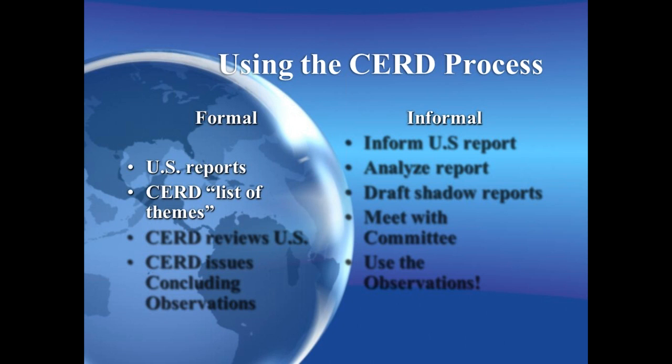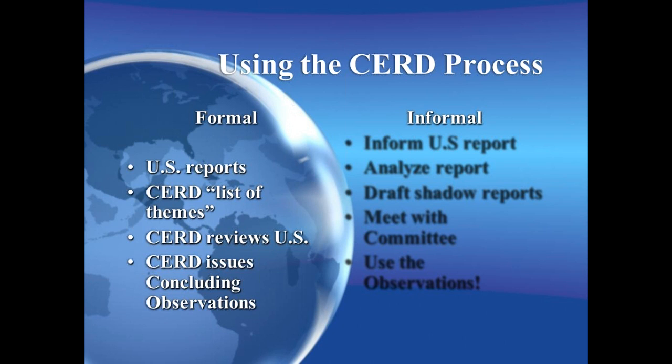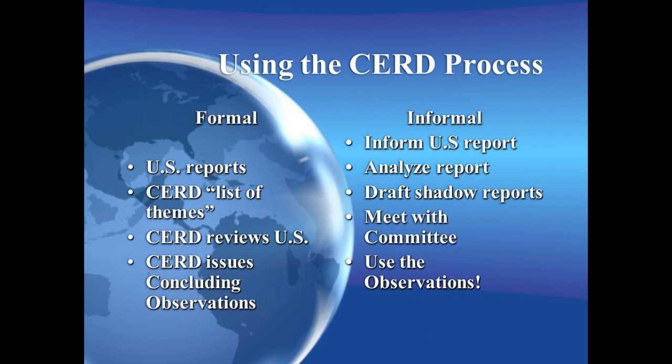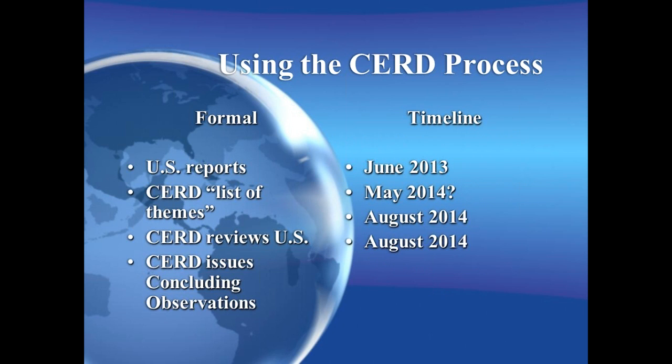This committee will then issue what they call their list of themes that they feel are important issues to be discussed. This committee will review the U.S. formally in Geneva with a large government delegation before them, and then the committee will issue concluding observations and recommendations on steps the U.S. should take to further implement the treaty. We as advocates can inform the process by first informing the content of the U.S. report itself, analyzing the report, and drafting reports to the committee to help them further understand the issues that we feel are important under the treaty, meeting with them in Geneva, and then most importantly, using the observations in our own advocacy.